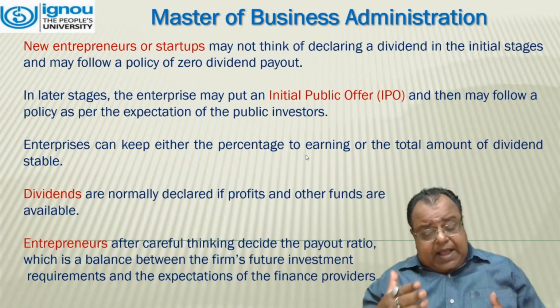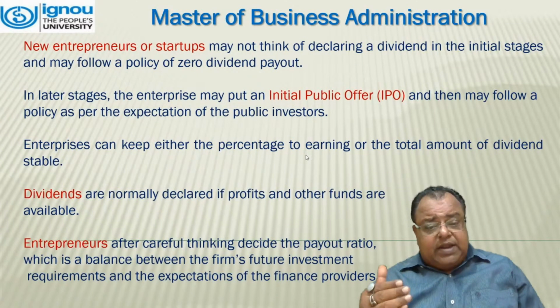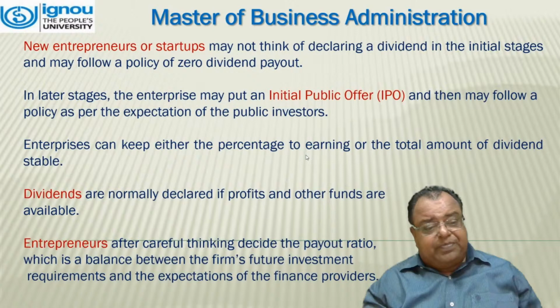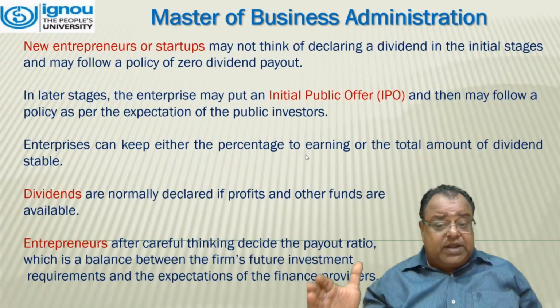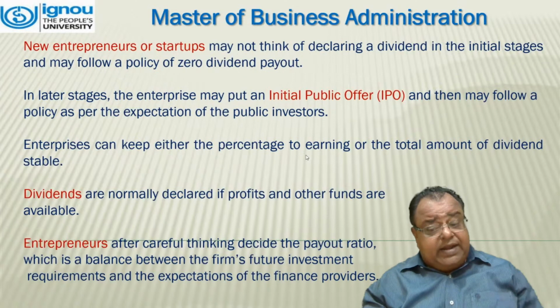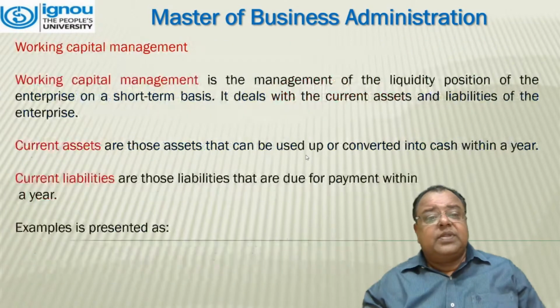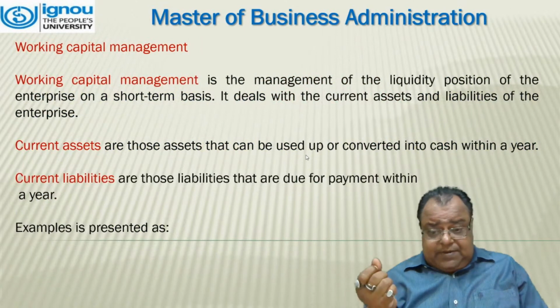Entrepreneurs can keep either the percentage to earnings or the total amount of dividends fixed. Dividends are normally declared if profits are available. Entrepreneurs, after careful thinking, decide the payout ratio with a balance between the firm's future investment requirements and the expectations of the financial providers. Then comes working capital management.